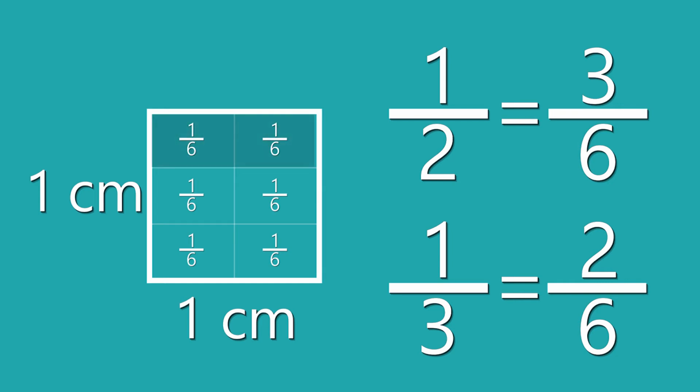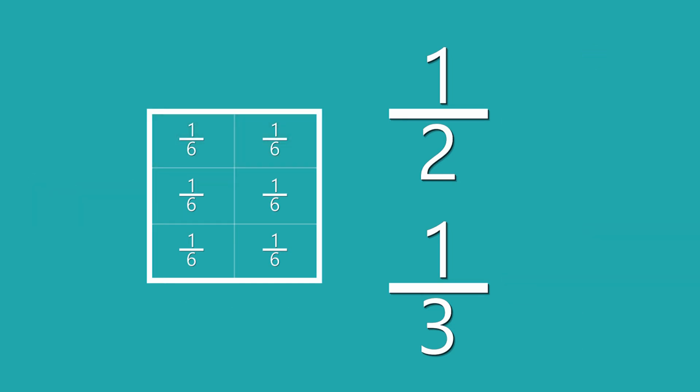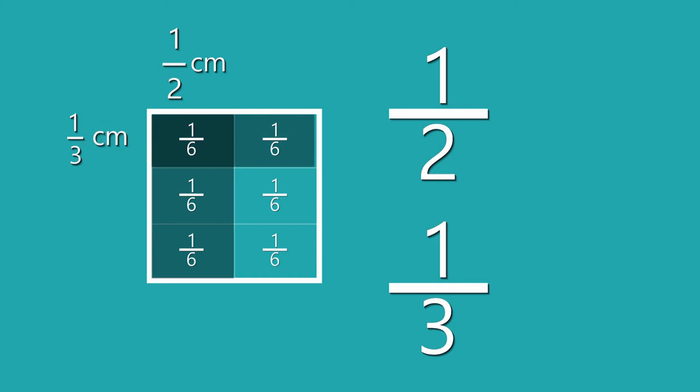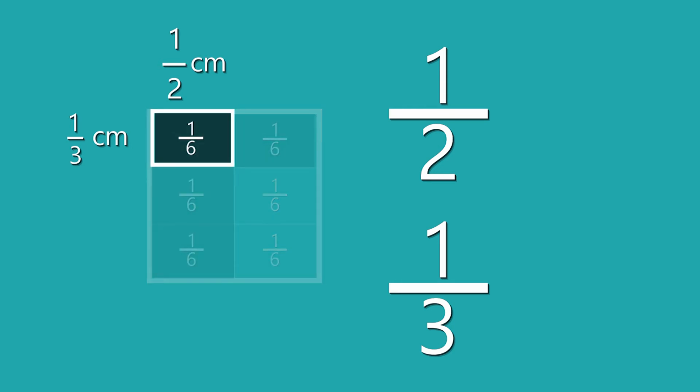Now if I take just one of these little rectangles, 1/6, that's going to have a length of 1/2 centimetre, because its length is half of the whole square, and a height of 1/3 of a centimetre, because it is 1/3 of the whole height. So the area of a rectangle with a length of 1/2 and a height of 1/3 is 1/6. I know it's 1/6 because it's 1/6 of the whole original square.